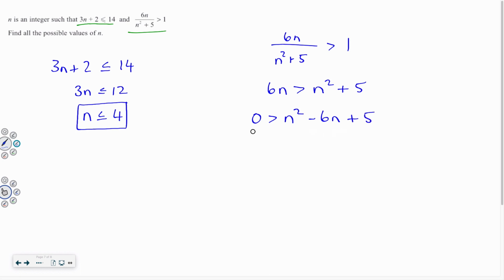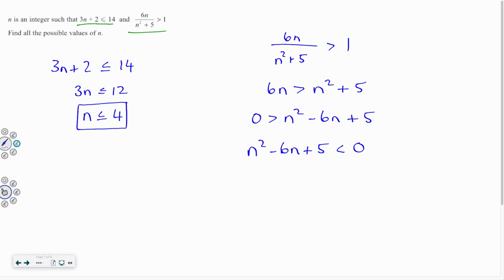Now I'm going to flip this inequality round to give me n squared minus 6n plus 5 is less than 0, just so the 0 is on the right hand side. Don't forget to change the inequality sign: the bigger side was facing the 0, so the bigger side here also has to be facing the 0. Now what I want to do is solve this inequality.